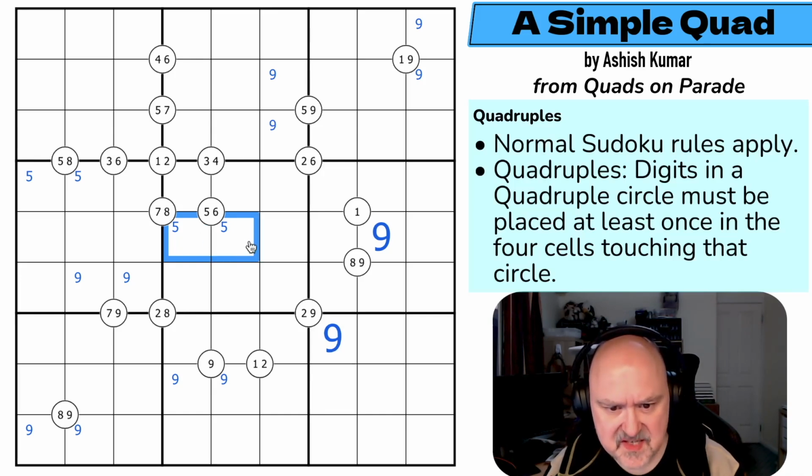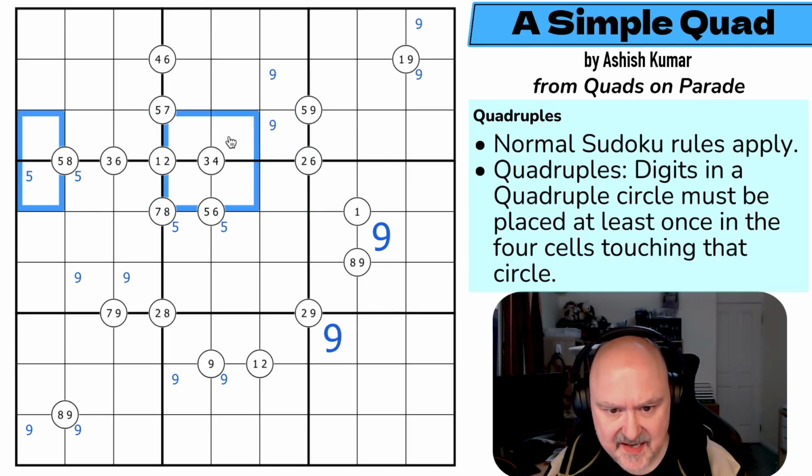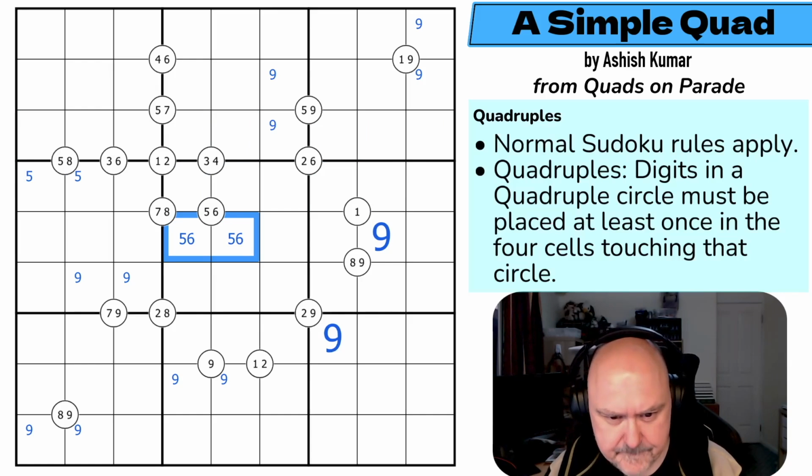6, this is a 5-6 pair, because there's 6s lining up here and here. So I can't put 6 in any of these cells. So the 6 around here, this is a 5-6 pair. So 7 and 8 are in those.